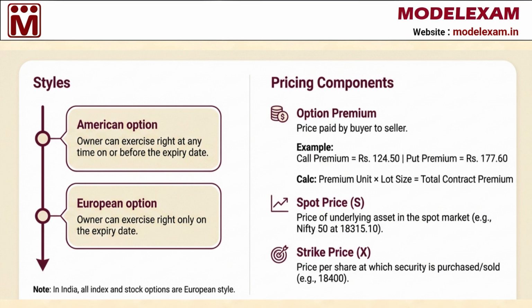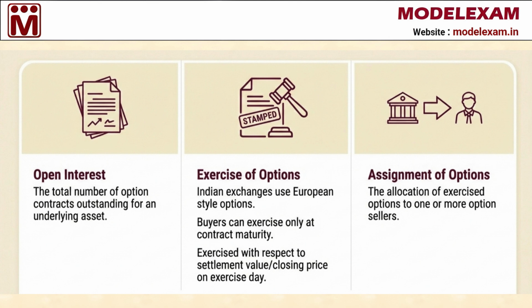We also use specific terms for pricing. The premium is the actual price the buyer pays the seller. The spot price is where the index or stock is currently trading in the market, such as 18,315.10. Finally, the strike price is the specific price, like 18,400, where the buyer and seller have agreed the trade can happen. There are three more important terms we should cover.